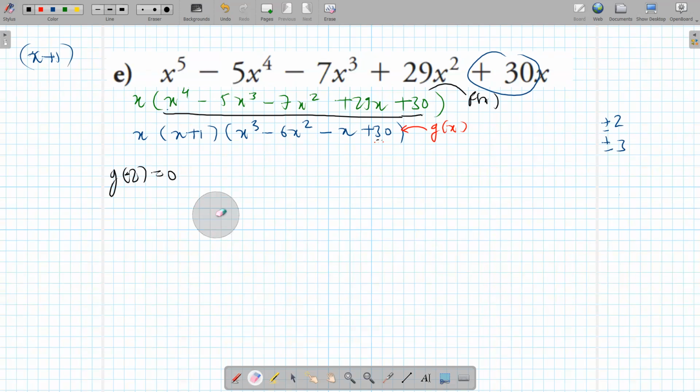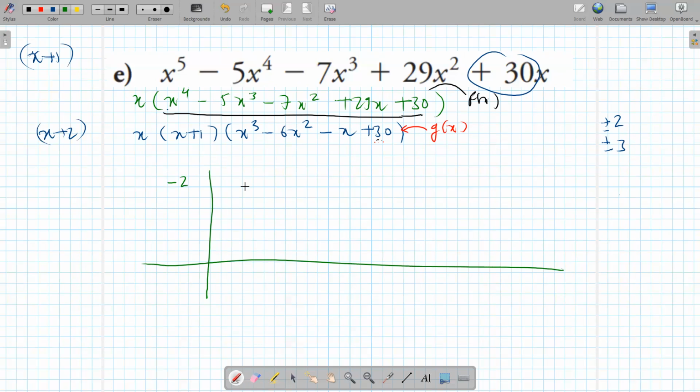So what is our factor? X plus 2. Yeah, exactly. X plus 2 is a factor of g of x, right? And now we're going to divide g of x by x plus 2. Okay, and we're again going to use synthetic division. Our k value is negative 2. So negative 2, what goes up here? 1, negative 6, negative 1, and 30.